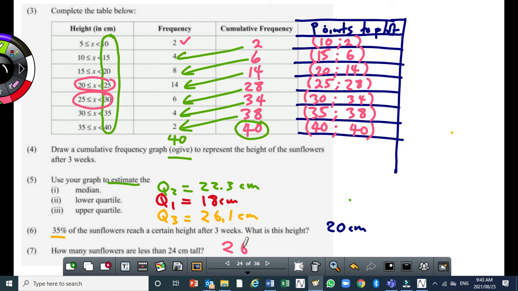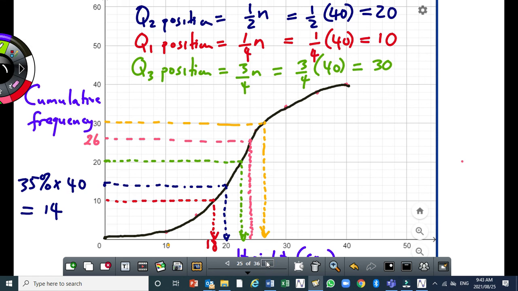You got your height, 24 centimeters. You locate your height on the x-axis. So the height 24 is here. Then you draw a vertical line. Then you locate the cumulative frequency. That will be the answer. So easy.